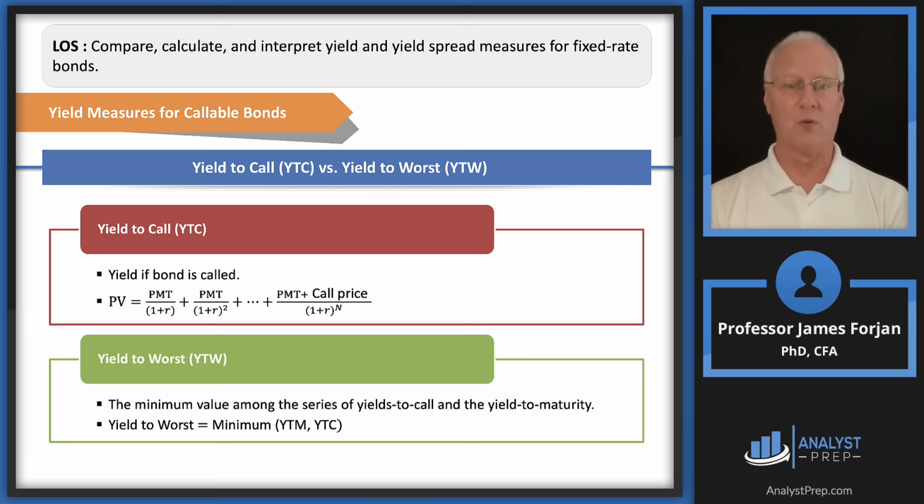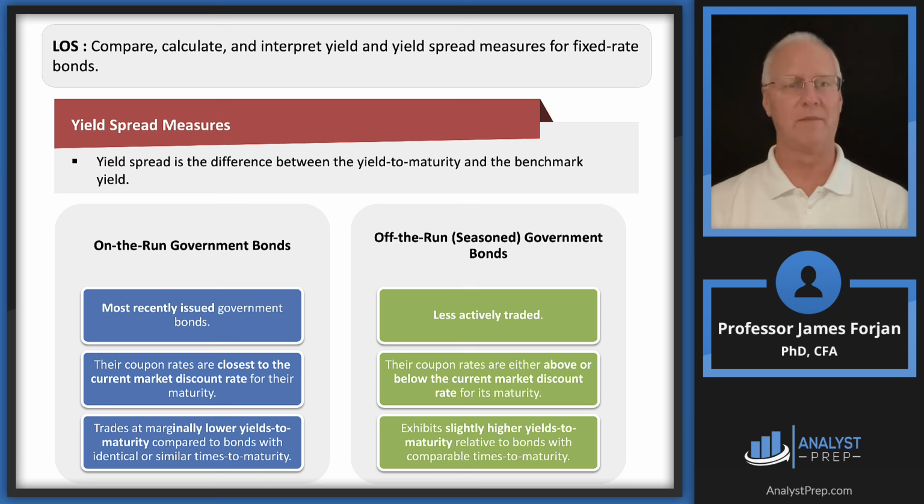And then the yield to worst is the idea that, you know what, what's the worst thing that could happen? Is the bond called? Is it not called? So look down at that bottom bullet point. This is a super easy calculation. Just take the minimum of the yield to maturity and the yield to call. If the Institute asks you for the yield to worst and gives you those first two numbers, oh my gosh, that's the easiest question that they could possibly ask you.